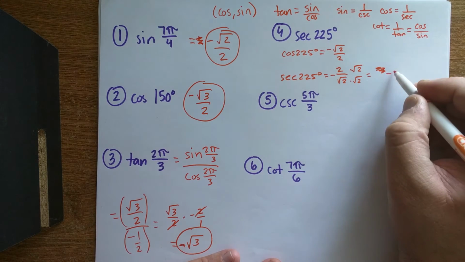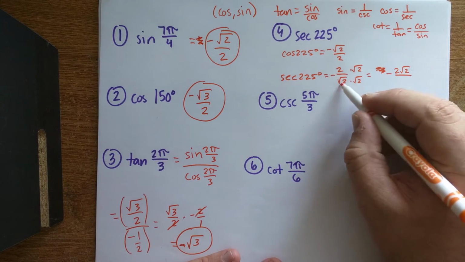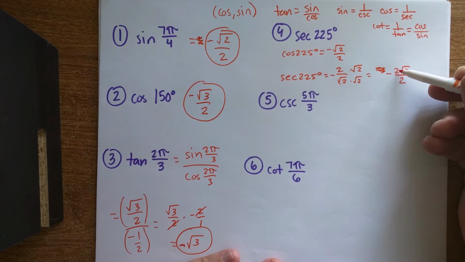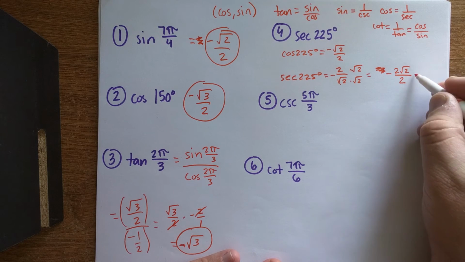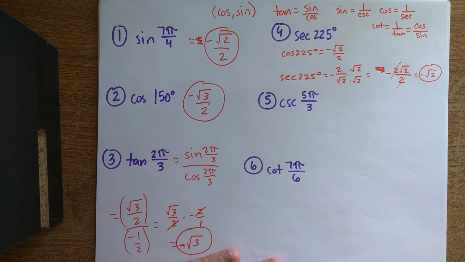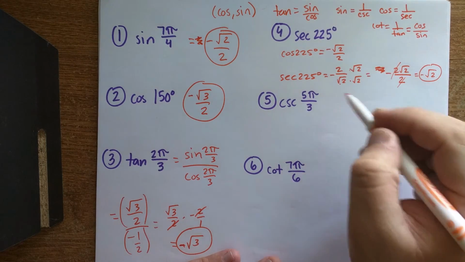I have negative 2 square root of 2 on top. Square root of 2 times square root of 2 is just 2 on the bottom. Also, try to recognize if you can reduce fractions. You can reduce the 2 and the 2 right here to just negative square root of 2. Okay, so sometimes there's a little work involved.